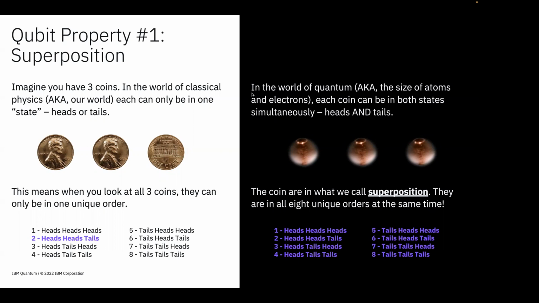But in the world of quantum, also known as the size of atoms and electrons, each coin can be in both states simultaneously. Yes, each coin can be in the same place simultaneously. It can be head and tail. So the coins are in a superposition state right now, and they can be in all 8 unique orders at the same time. Let me explain this more.